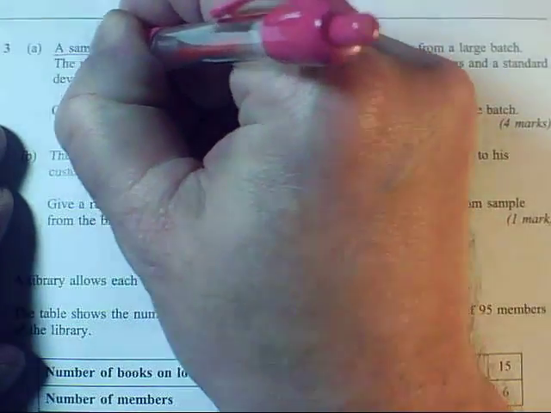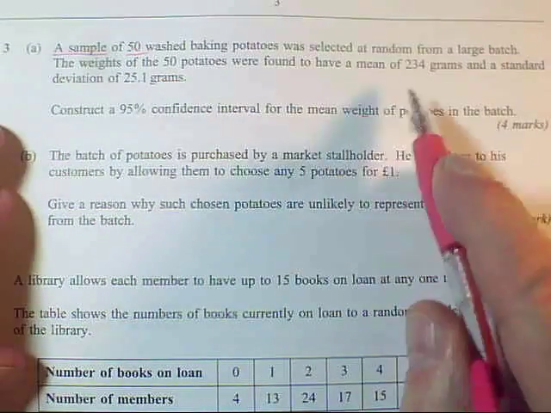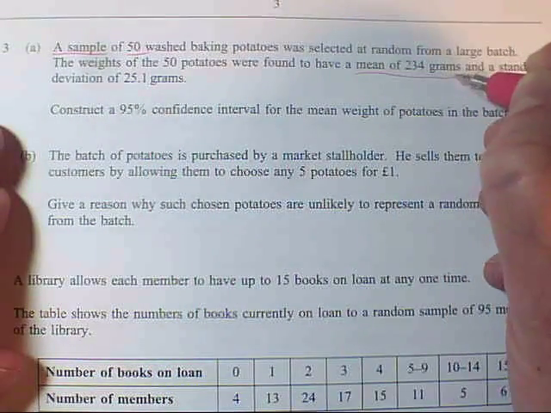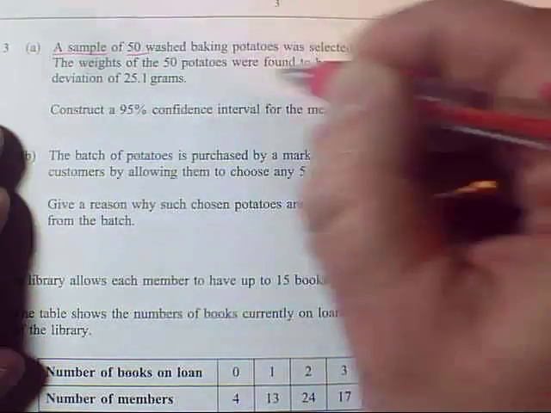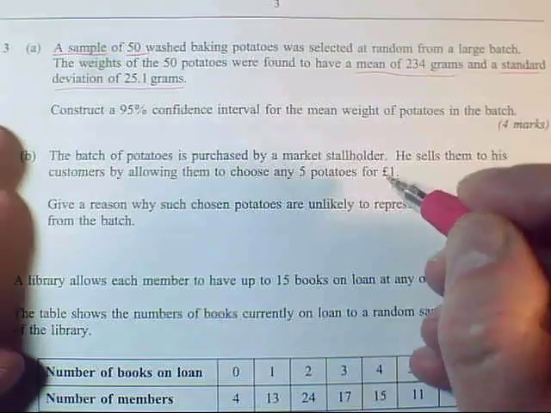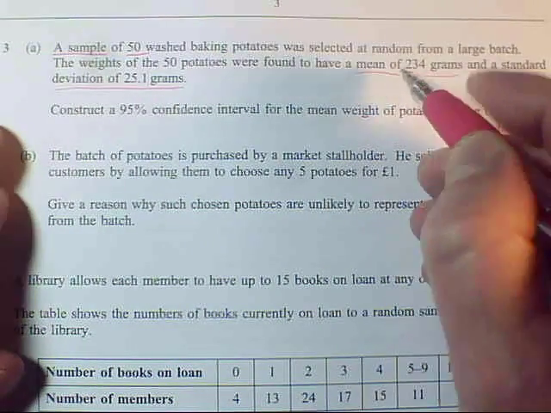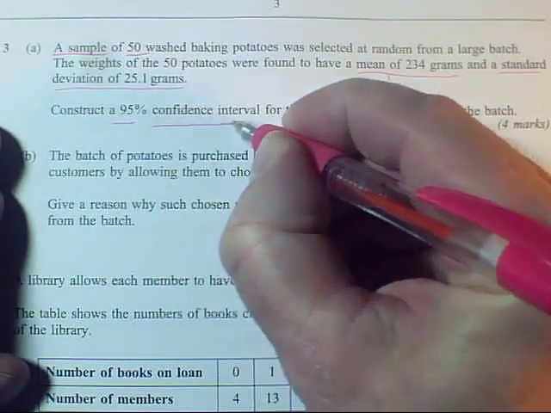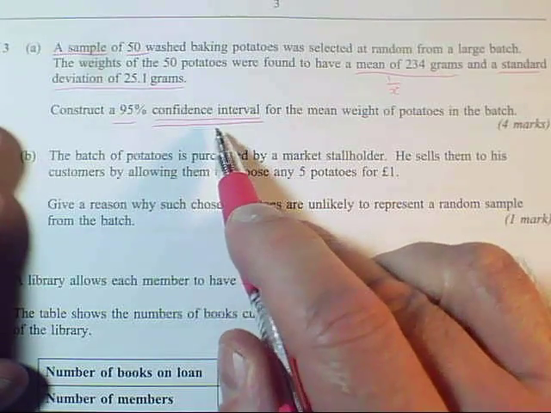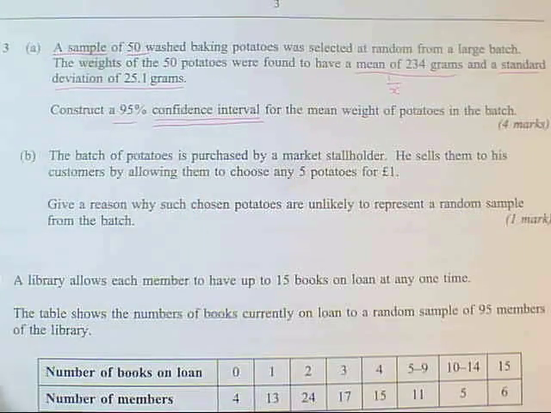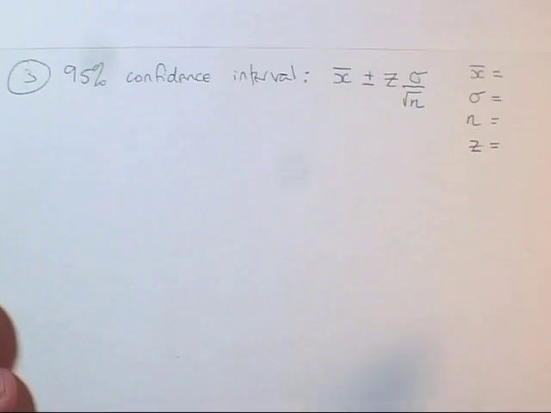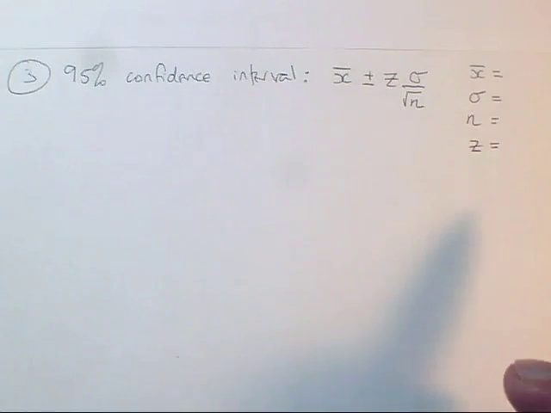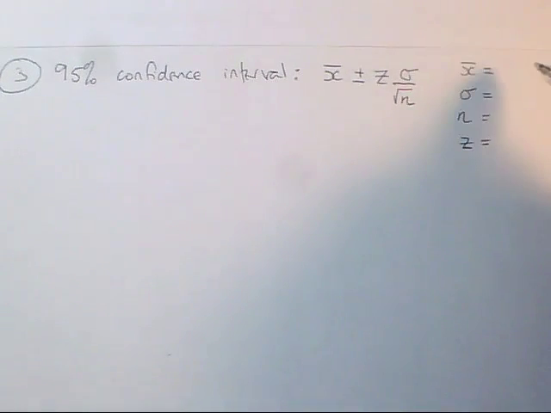Okay, I've got a sample of 50 potatoes from a large batch. The weights of the 50 potatoes have a mean of 234 grams and a standard deviation of 25.1 grams. Now this mean is a sample mean, so this must be a value of X bar. And now I need a 95% confidence interval, so I know what the method I need is. As soon as I see confidence interval, I know that I'm going to need the confidence interval recipe. And you need to remember this recipe, X bar plus or minus Z times the standard error, which I've just given you this time. So you fill in the given values of X bar.